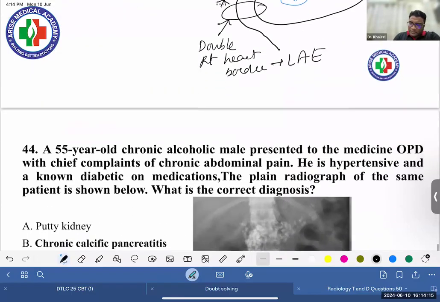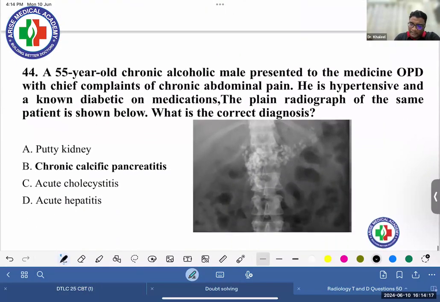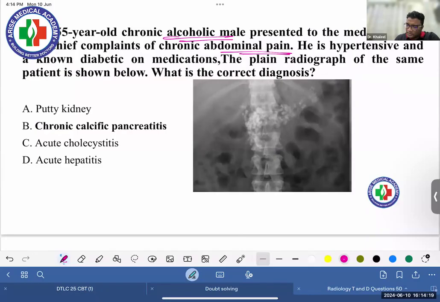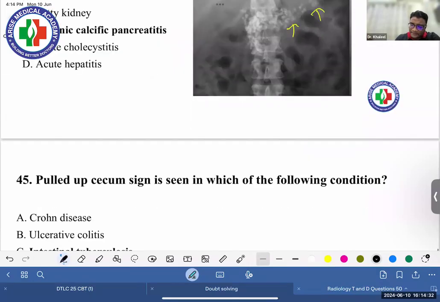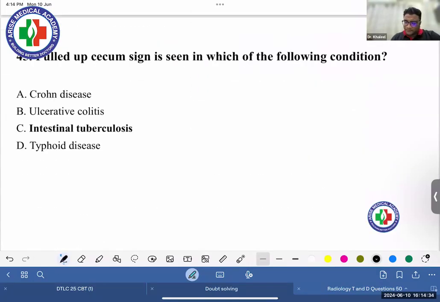Next, alcoholic patient, abdominal pain, right? Hypertensive diabetic, X-ray is shown. And on the X-ray, you can see a calcification in the region of the pancreas. So, calcification of the pancreas, this is chronic calcific pancreatitis. Abdominal pain, calcified pancreas, chronic calcific pancreatitis. Next, pulled up cecum. Pulled up cecum, this is a feature of intestinal tuberculosis.